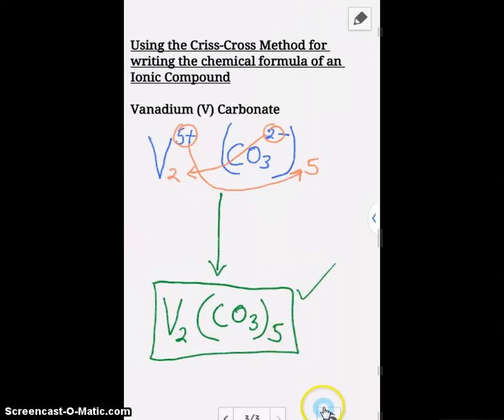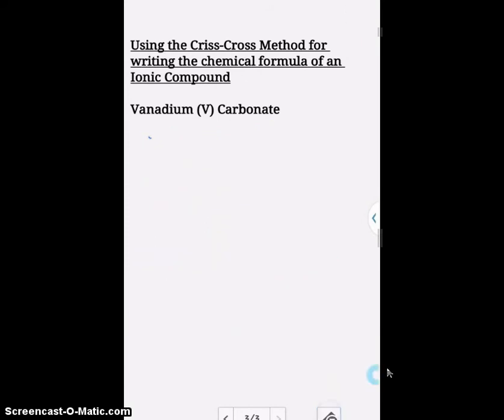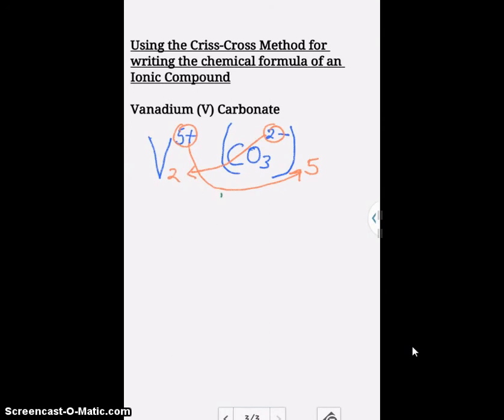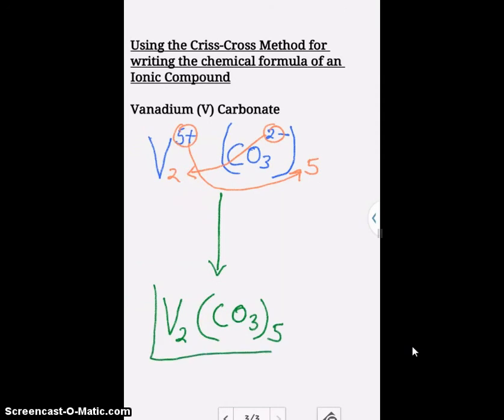Okay? So in this example, we have vanadium 5 carbonate. Now watch what I do. So there's vanadium 5. Now here's the carbonate. See how I put parentheses around carbonate? It's to make it look neater. So now swap the charges, crisscross them. And the chemical formula for vanadium 5 carbonate is V2, CO3 in parentheses, 5.